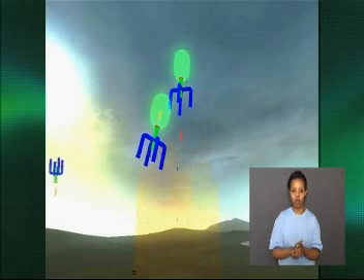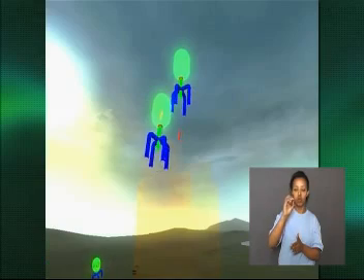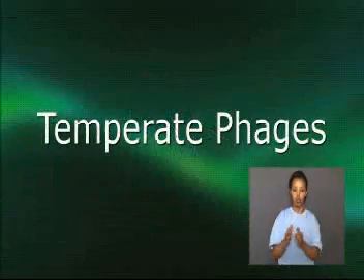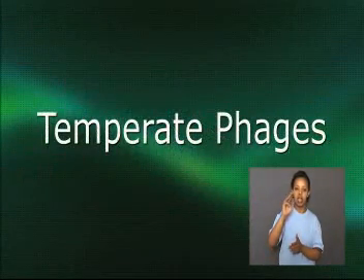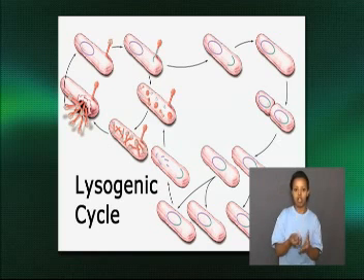In comparison, the lysogenic cycle does not result in immediate lysing of the host cell. The phages that are able to undergo lysogeny are known as temperate phages. The temperate phage's gene will integrate with the host cell's DNA and replicate along with it. The virus remains dormant until conditions in the host cell weaken.